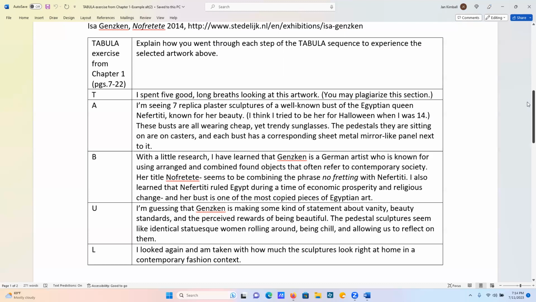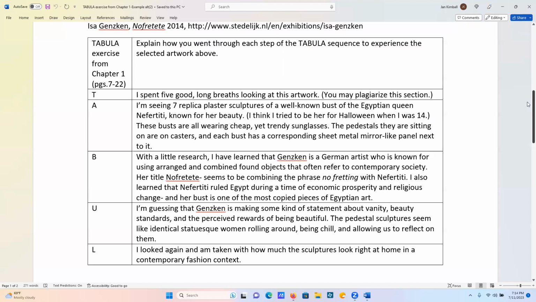Then the next letter in tabula is A. And in this case, it's association. This means when you first look at this, is there anything that resonates with you? Is there anything that you can kind of relate to?